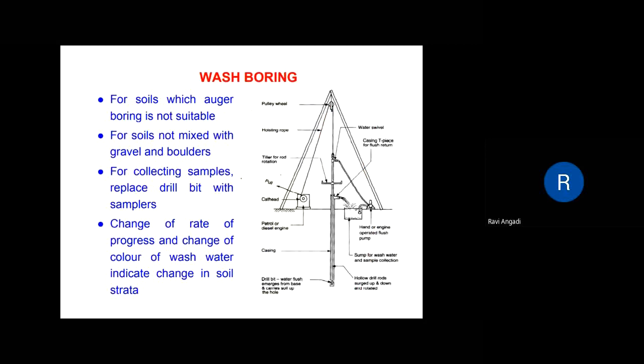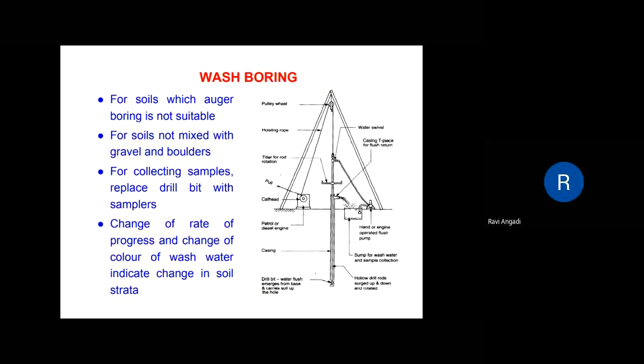Coming to the next type of boring, wash boring. You might have heard of it in geotechnical engineering 1 or 2. This is another method in boring, the wash boring. It is just drilling inside the soil, getting soil samples and testing them in the laboratory. So what exactly does wash boring mean? This is the instrument picture.